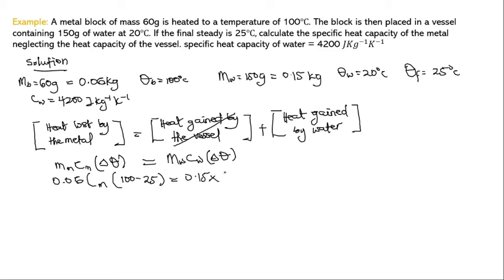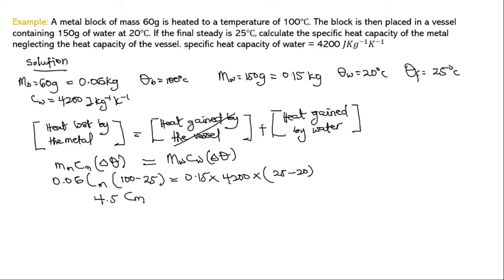This is equal to the mass of water, 0.15, multiplied by the specific heat capacity of water, 4,200. Then we multiply that by the change in temperature of water. We can see that the temperature of water initially was 20 and then the final steady temperature is 25. So the difference has to be positive, so we subtract the 20 from the 25. So now that we have this, we can simply move ahead and find our Cm. So if we multiply 0.06 by the difference of this, we are going to get 4.5.